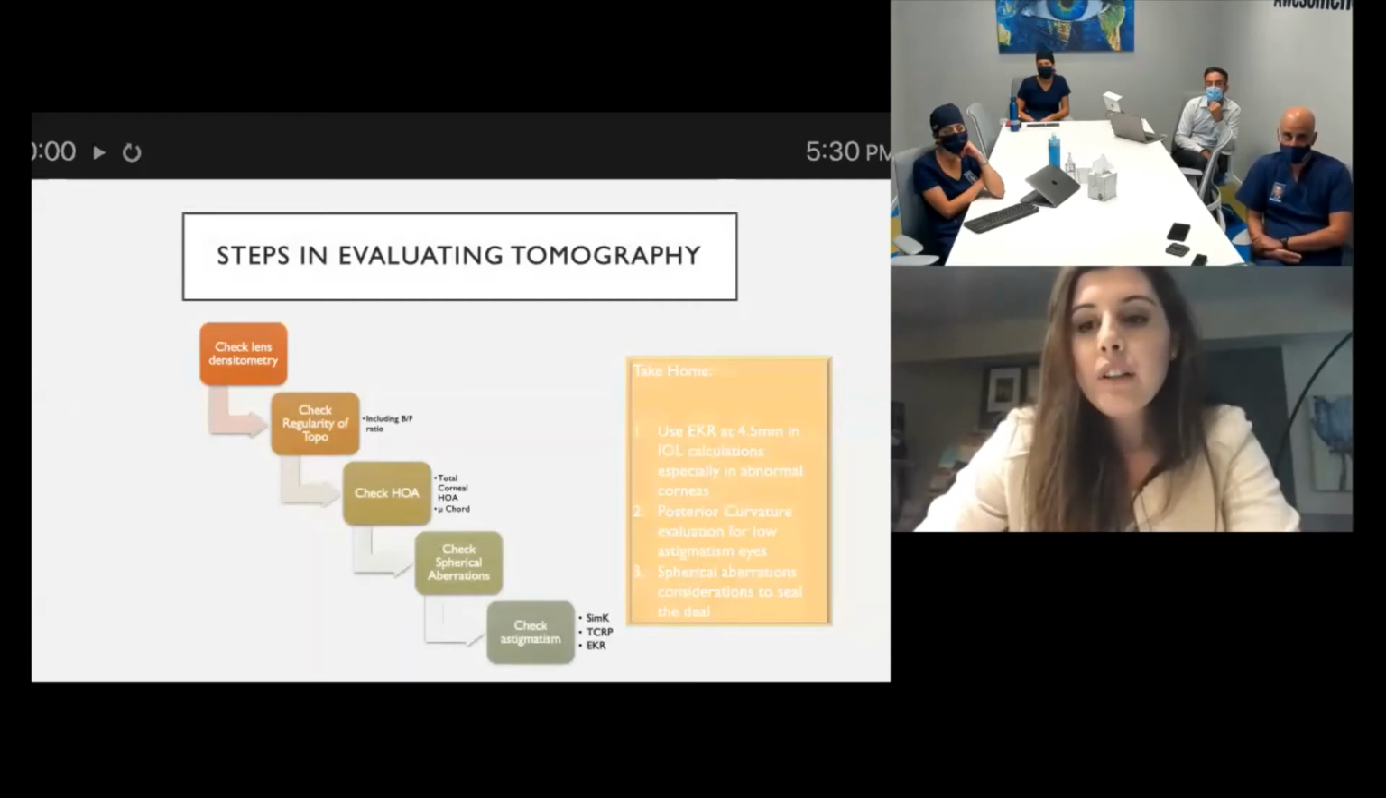Spherical aberration is the cherry on top that you can do to add that extra layer of finesse and vision quality to your patients. But always make sure to look at your spherical aberrations whenever you have refractive patients, because it can make the whole difference in their vision.